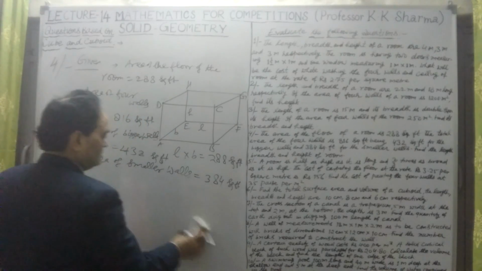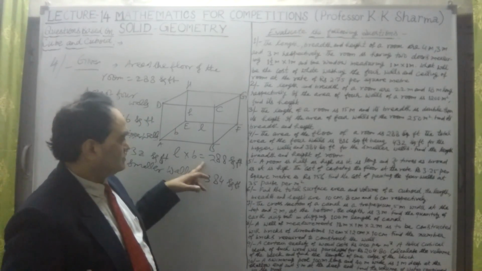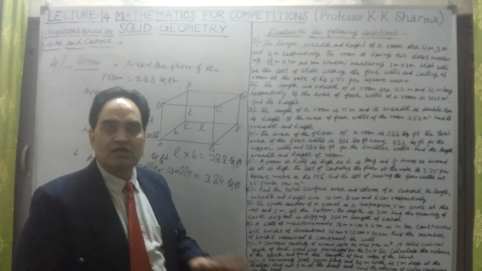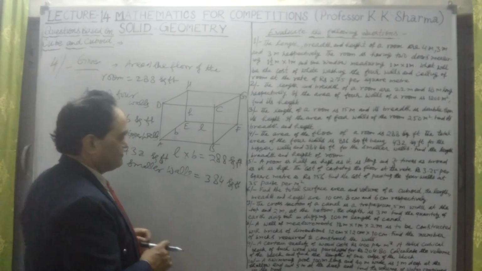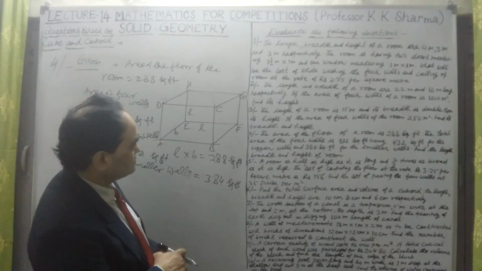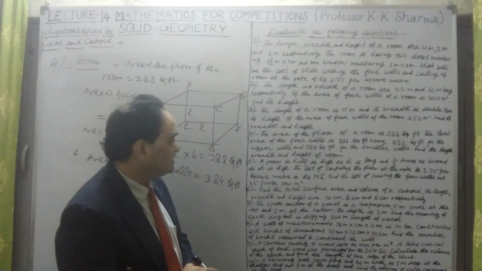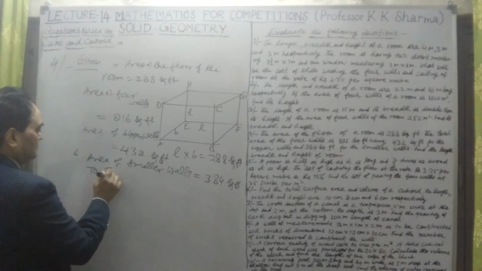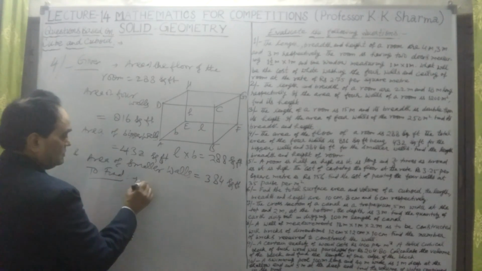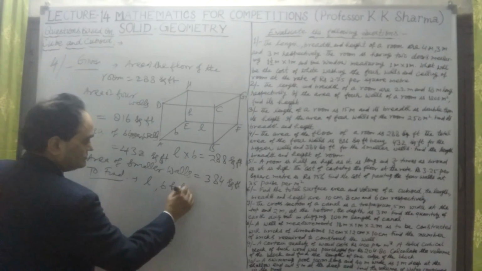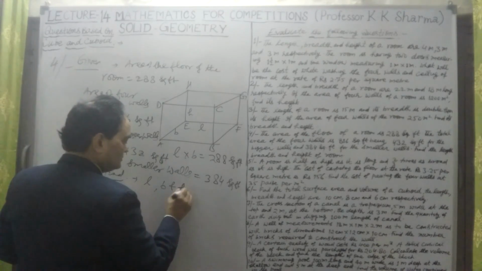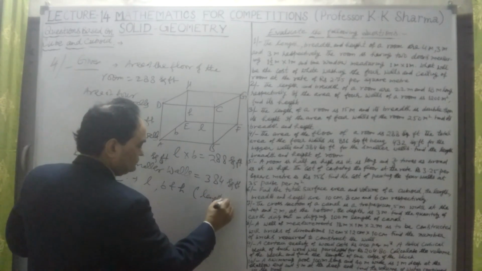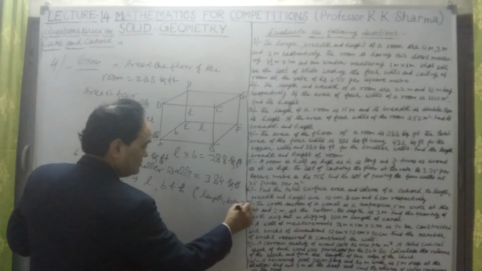Let me now talk about the other thing. And area of the floor is also given, 288 square feet. Area of the floor means L into B, length into breadth. This is what we know. This is given to us. Now what we have to find out? It says find the length, breadth and height of the room. So we have to find L, B and H, that means length, breadth and height.